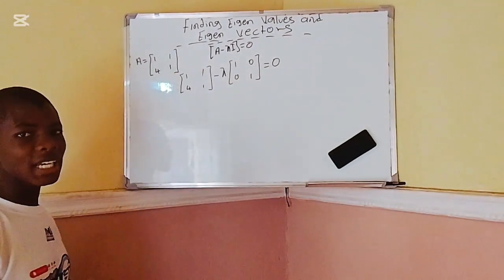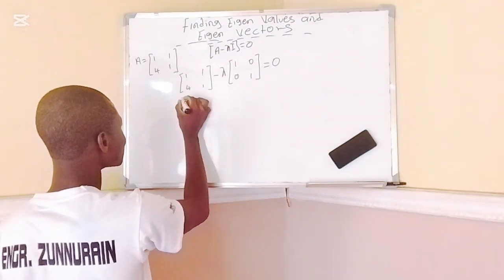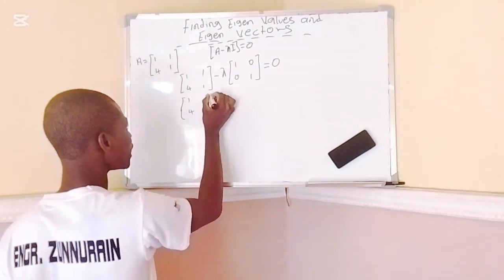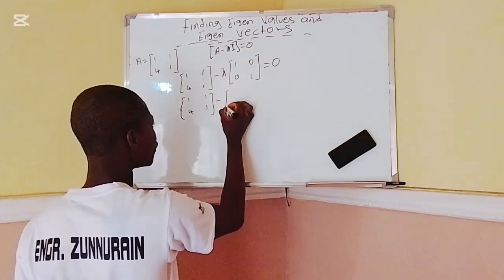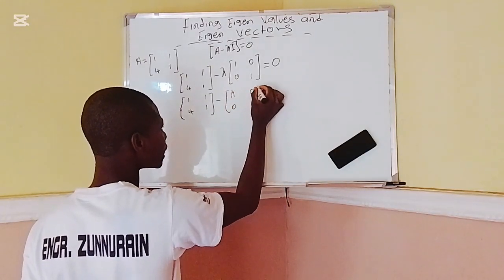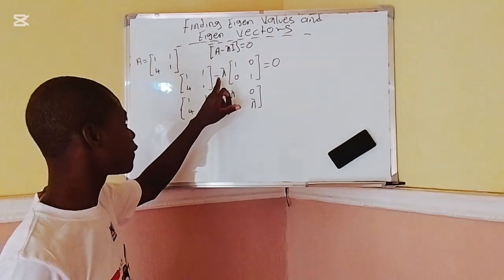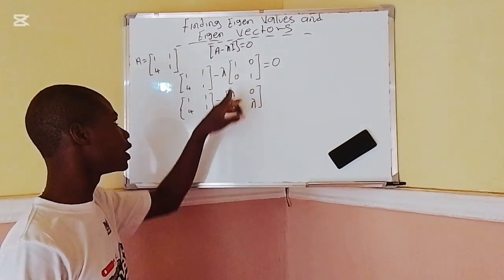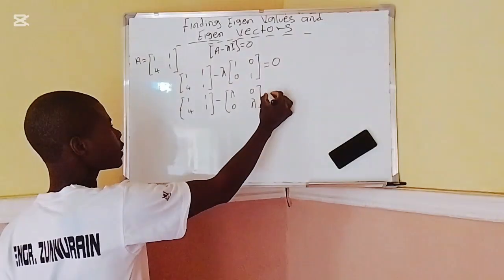So the next thing that we are going to do is, if I say 1, 1, 4, and 1, this 2 by 2 matrix minus lambda multiplied by the identity matrix, I will end up with lambda, 0, 0, and lambda. Because if I multiply by each element inside the identity matrix, it will give me 0, 0, lambda, lambda. And after this, it will be equal to 0.